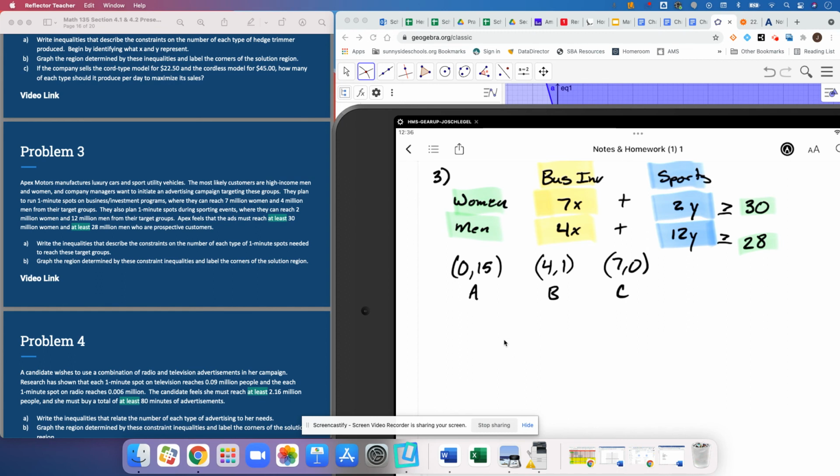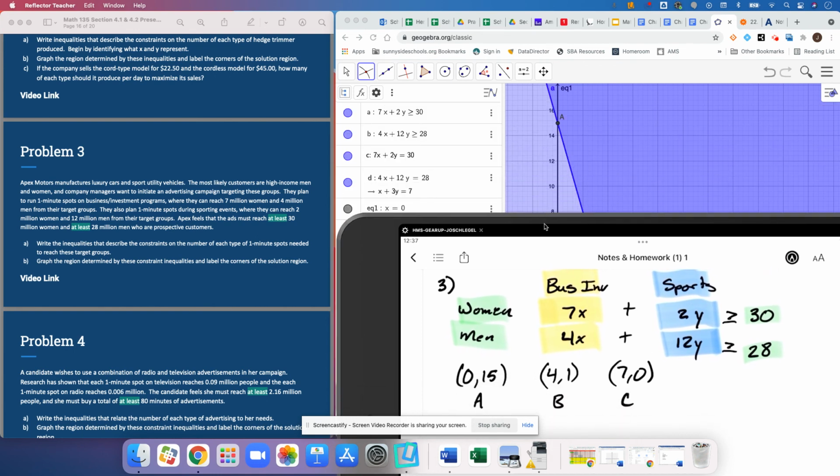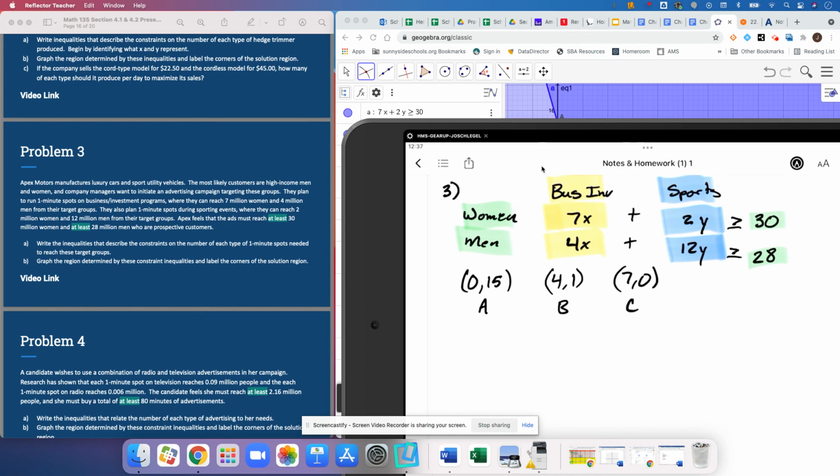And so again, we would need some information about how much it costs to do 1 minute during the business program and how much it costs to do 1 minute during the sports program in order for us to figure out which would be a better use of our money. So with that, everyone, we are going to go ahead and call it quits for number 3, because that is all we are asked to do.